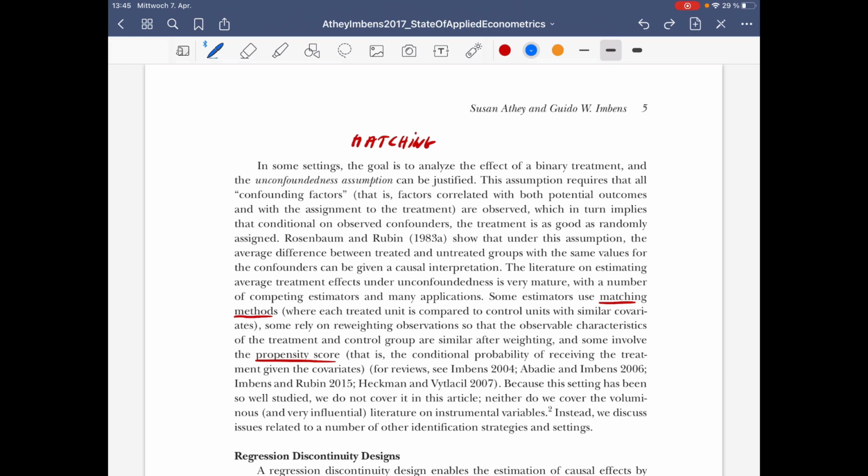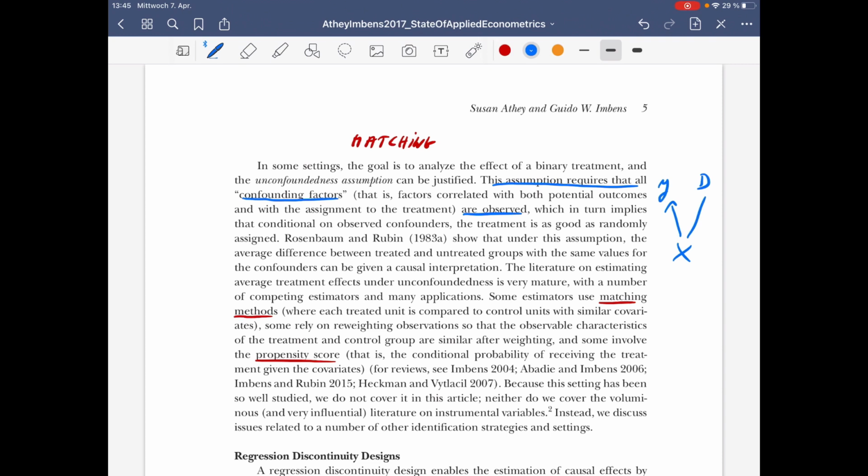Based on the so-called unconfoundedness assumption, which is the identifying assumption in this case, you can measure the causal effect using the matching approach. This assumption requires that all confounding factors, so that means factors X that influence on the one hand the potential outcome Y, and on the other hand the assignment to the treatment D, are observed. And that allows for identification of the causal effect.